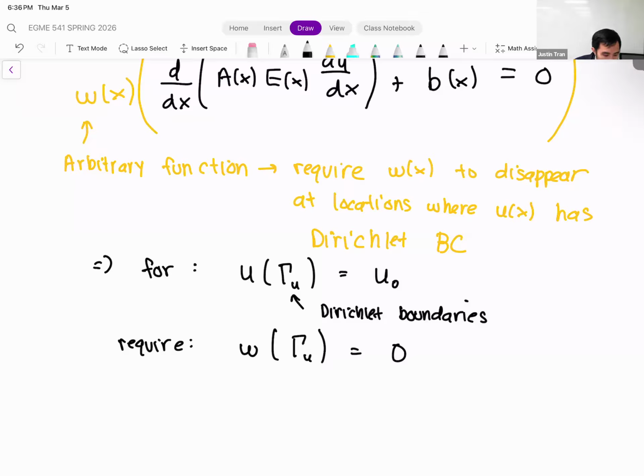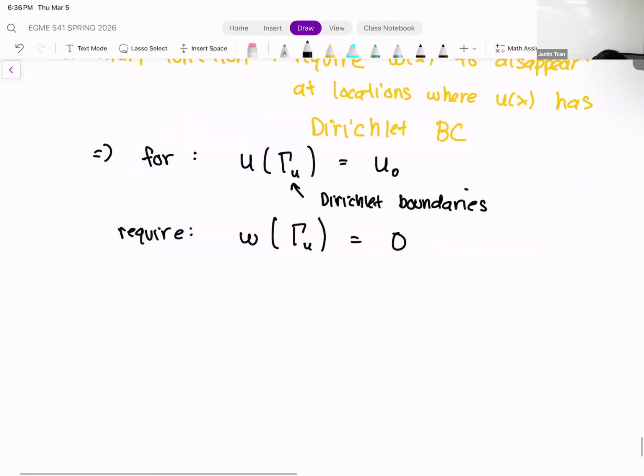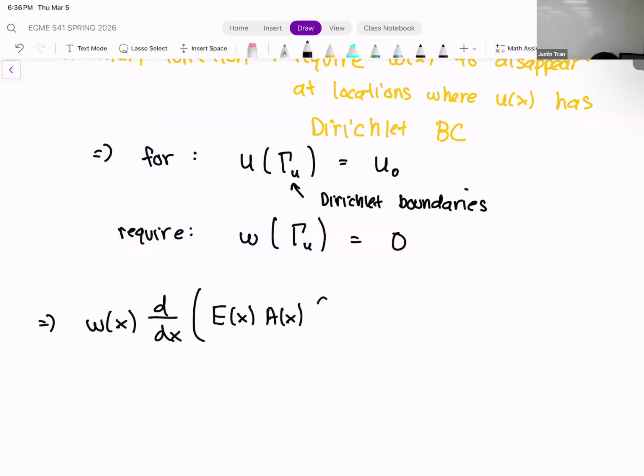All right, so let's go ahead and distribute this through. I'm going to take this w(x), and we have essentially two terms here: our derivative term and our body force. So we have w(x) d/dx of e(x) a(x) du/dx, plus w(x) b(x) is equal to 0, where w(x) has those properties up above.